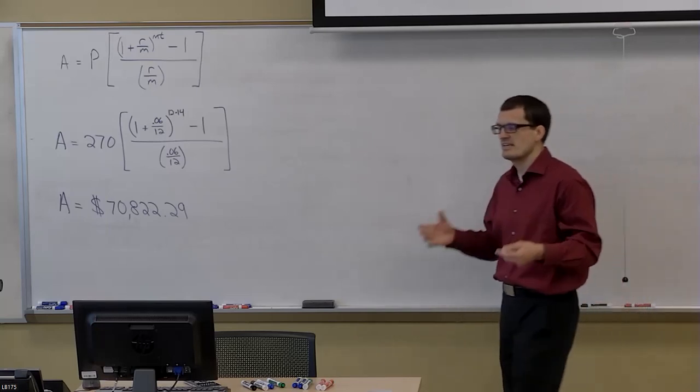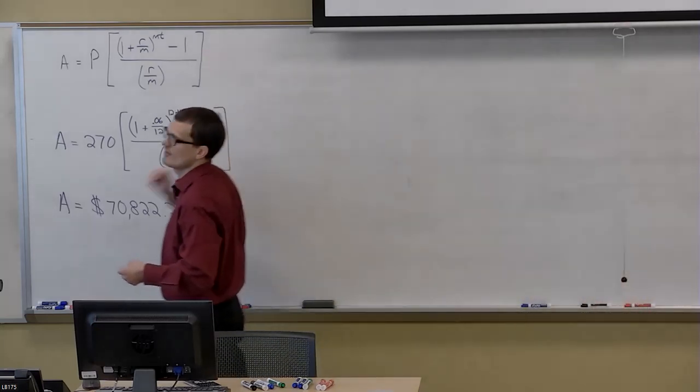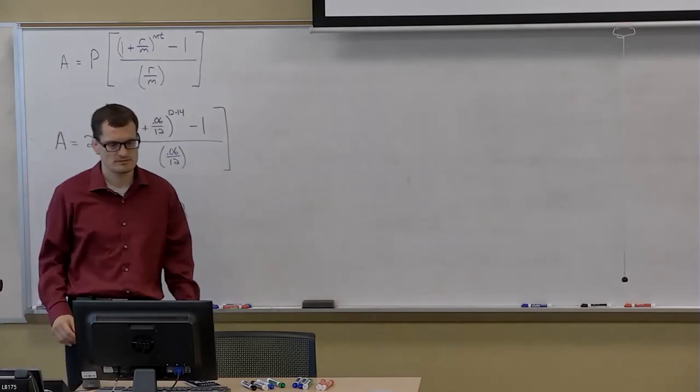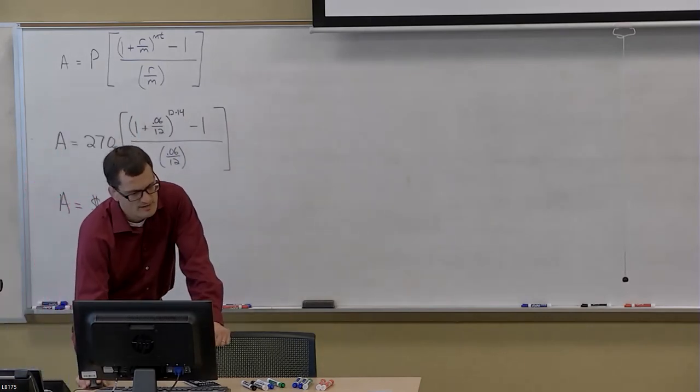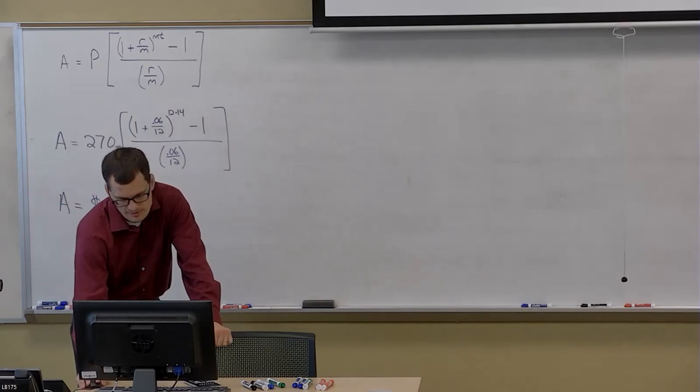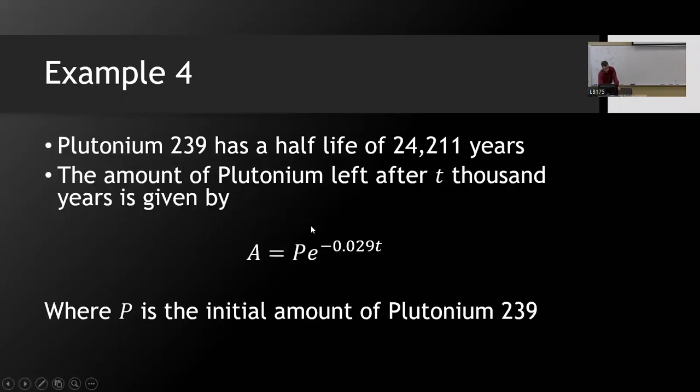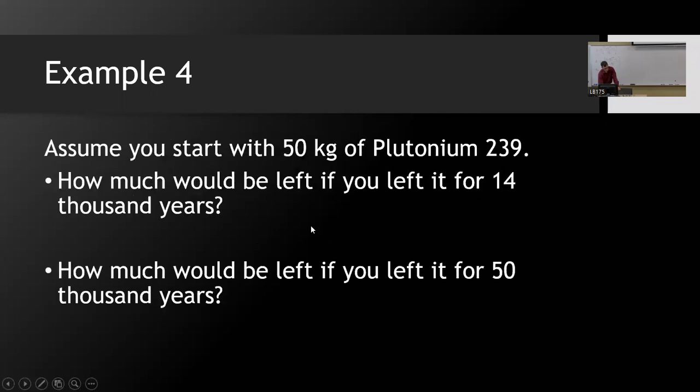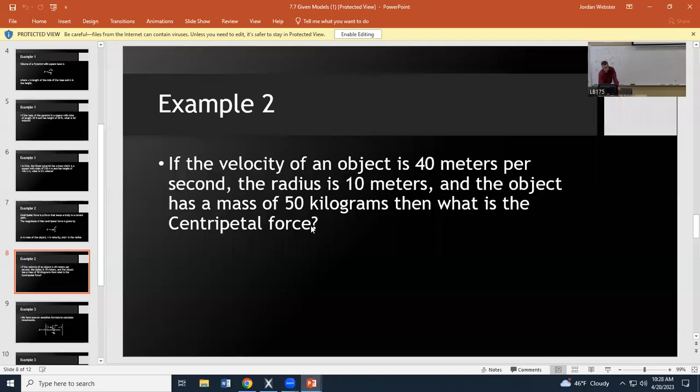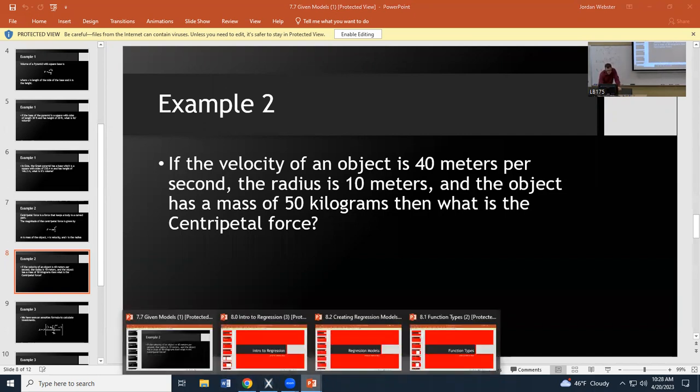So again, that's a given model. We were given this. We didn't have to derive it on our own, although we did see where it came from when we got to that point. I'll skip example 4. Example 4 was about half-life of plutonium. We've already done one of those with a given model.